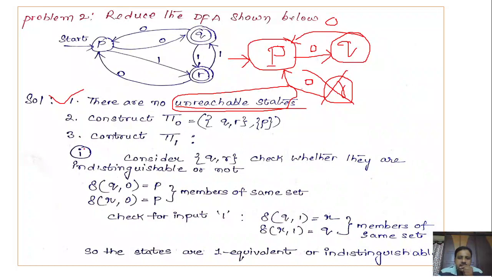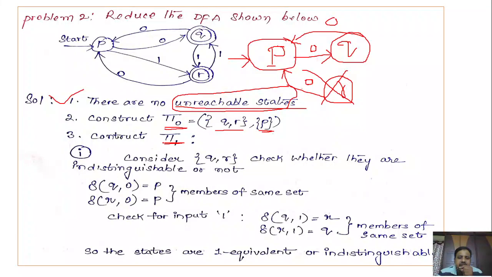Since there are no unreachable states, you can directly go for pi naught construction. What is pi naught? Dividing the state set into partitions consisting of the set of final states and the set of non-final states. What are the final states here? Q and R, so write them as one set. What are the non-final states? P is the non-final state, so write it as a single set.